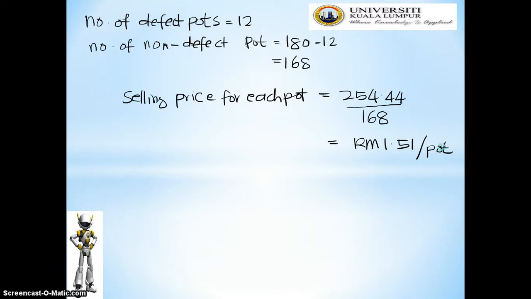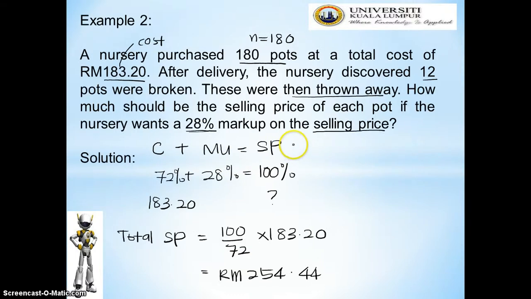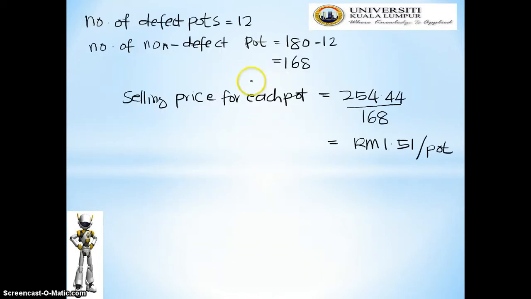So the idea is you have to use the three-line method here to find the total selling price. Then we get the total selling price. After that, we have to find the number of non-defective pots, equal to 168. After that, we can find the selling price for each pot by dividing the total selling price by the number of non-defective pots. Then finally, we get the answer.